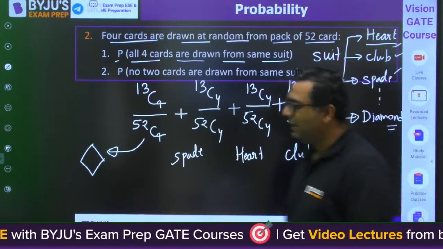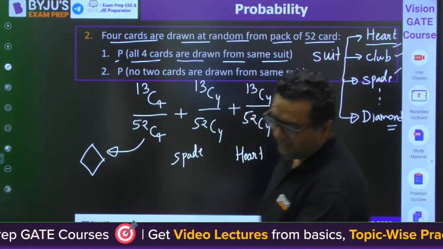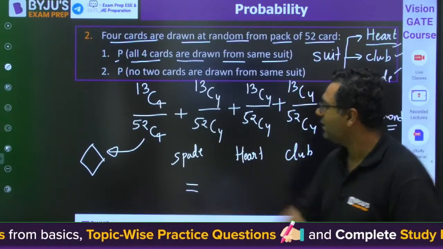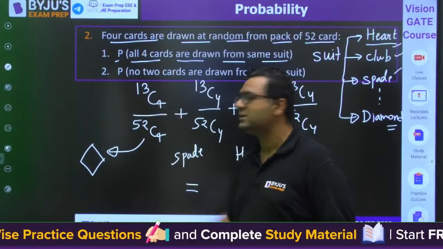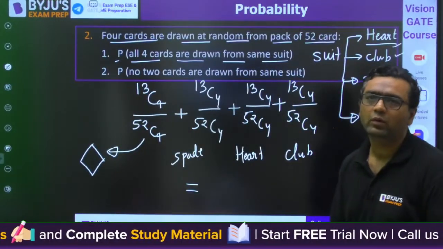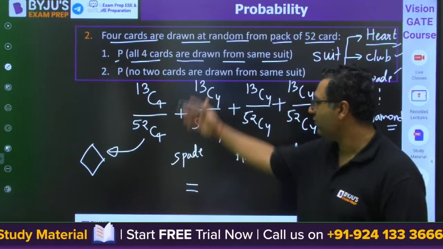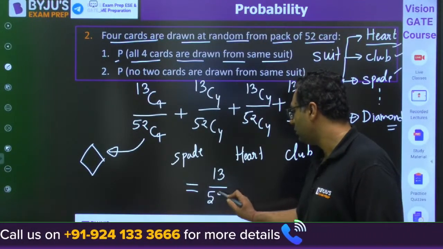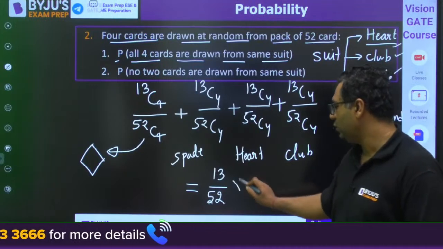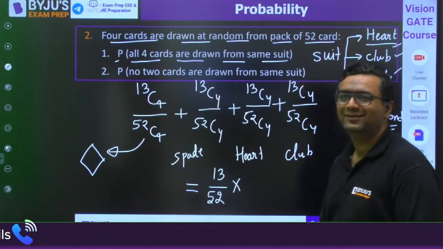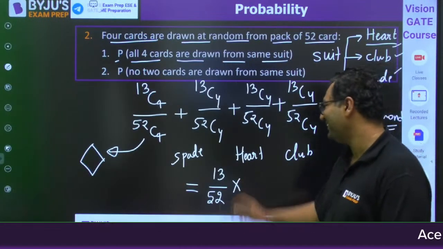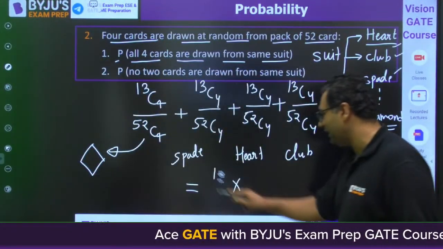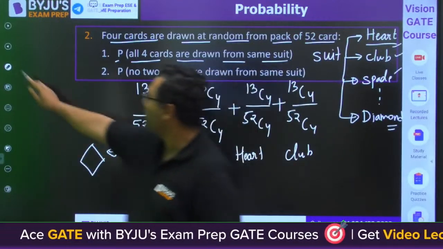So can you tell me what would be the answer for this? It is 13C4 by 52C4, means 13 by 52, into 4. People are saying the answer in decimal. Tell me in terms of this. What would be the answer?